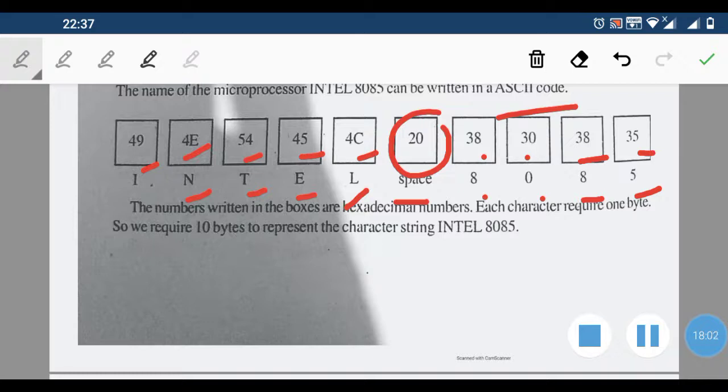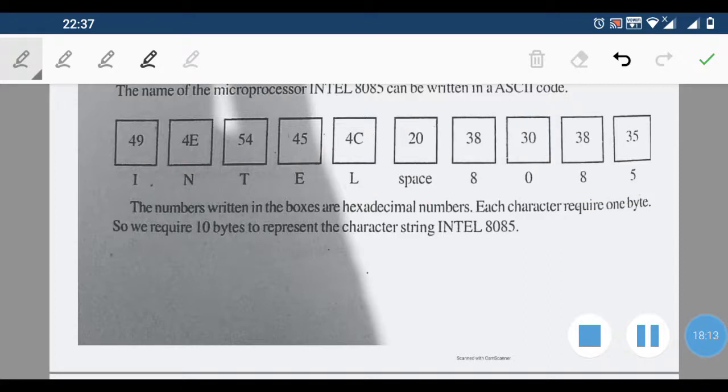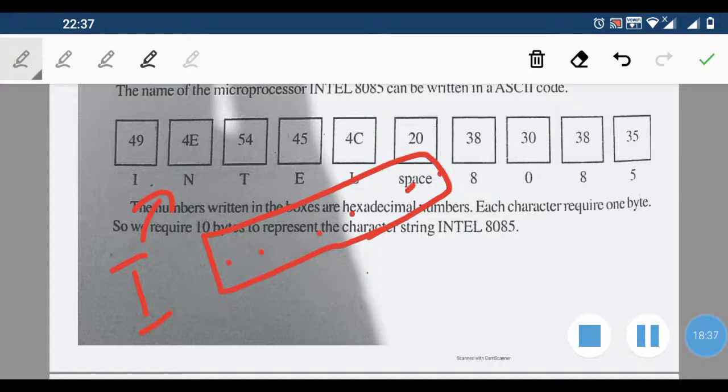Now, each character is represented as a hexadecimal number. Each character requires 1 byte for its representation, so that is the importance. Suppose we want to write I in the memory space. We need 1 byte, that is an 8-bit memory location, to represent that. So if I is written as a character, it needs an 8-bit storage space in memory.